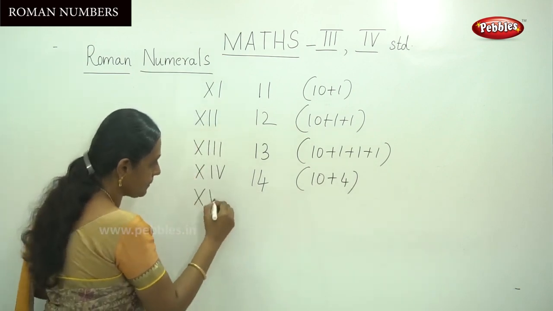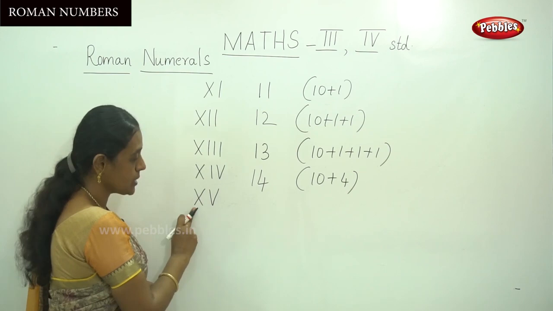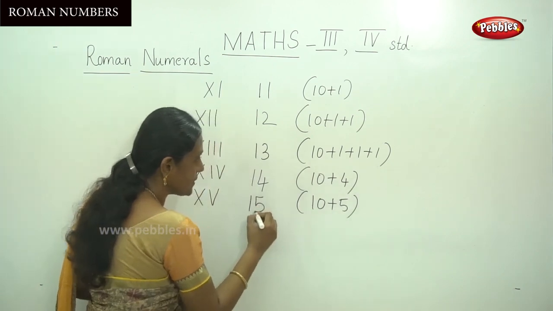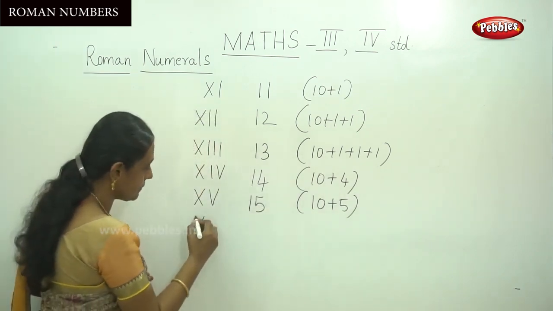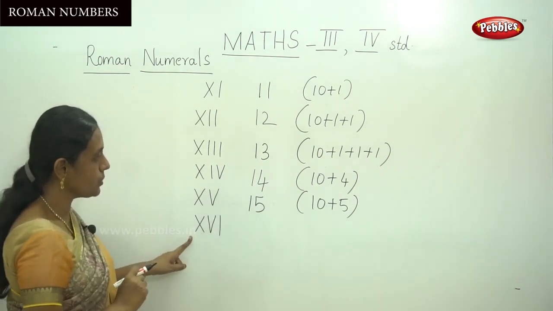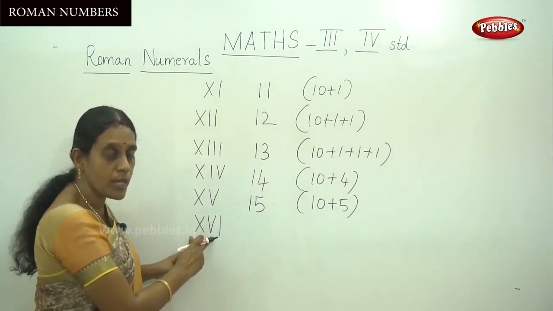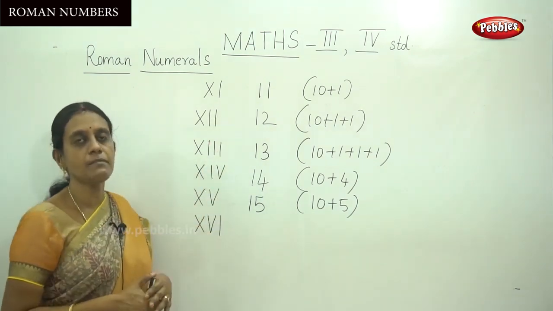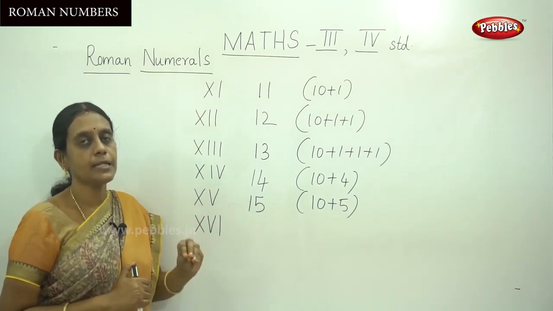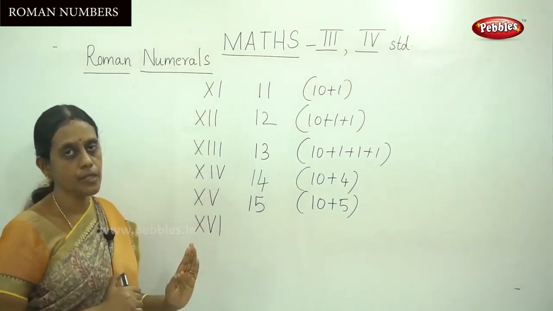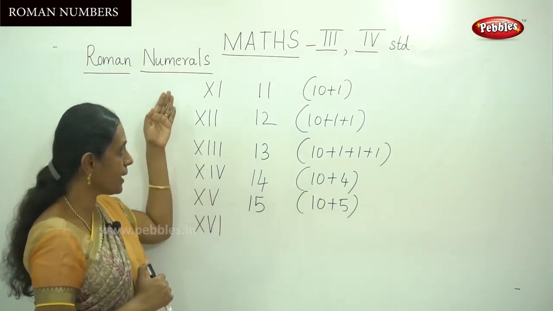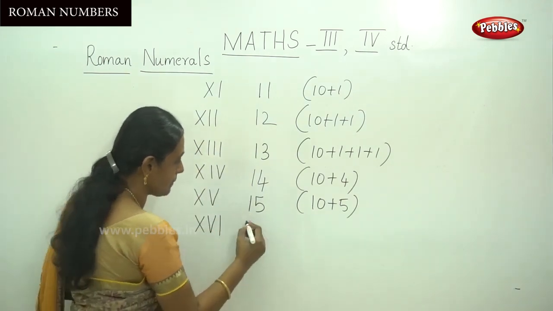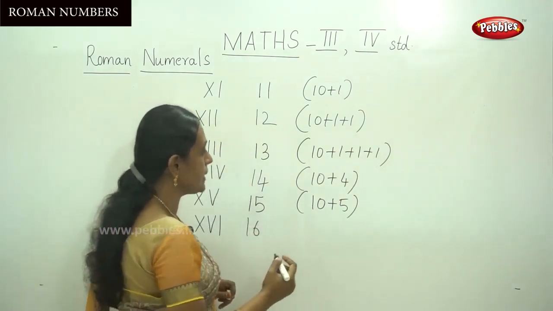And 15. This is the sign for 5, this is the sign for 10. So 10 plus 5, that is 15. And 16: simply you have to write down the 10 and the Roman numeral. You already know the Roman numerals of 1, 2, 3, 4, 5, 6. First you have to memorize and practice writing from 1 to 10. Then you can write more than 10, that is 11, 12, 14, 16. And next one, that is 17.